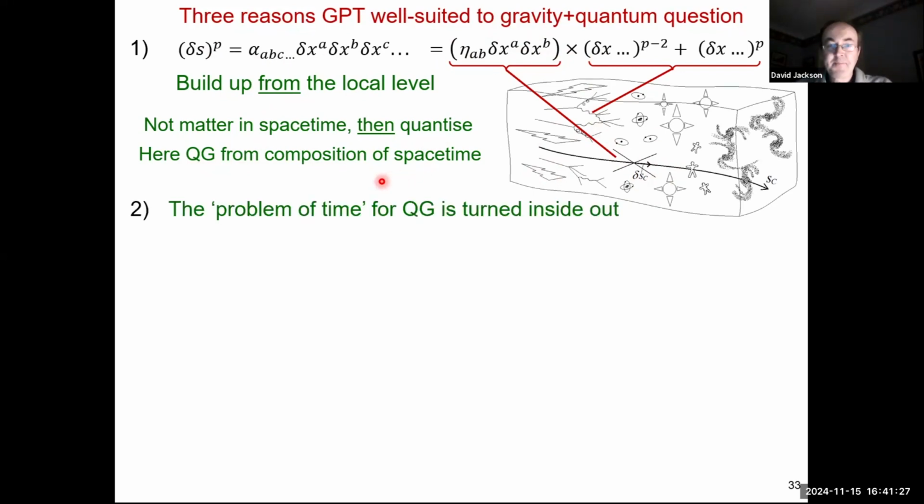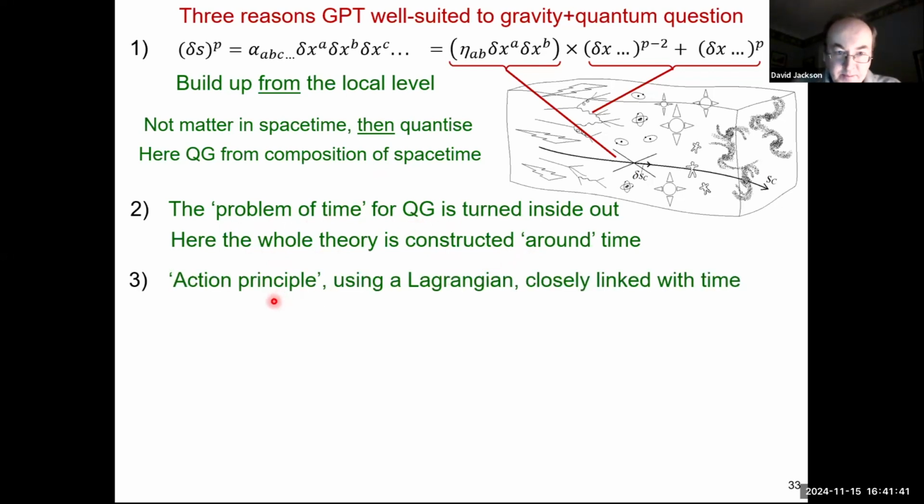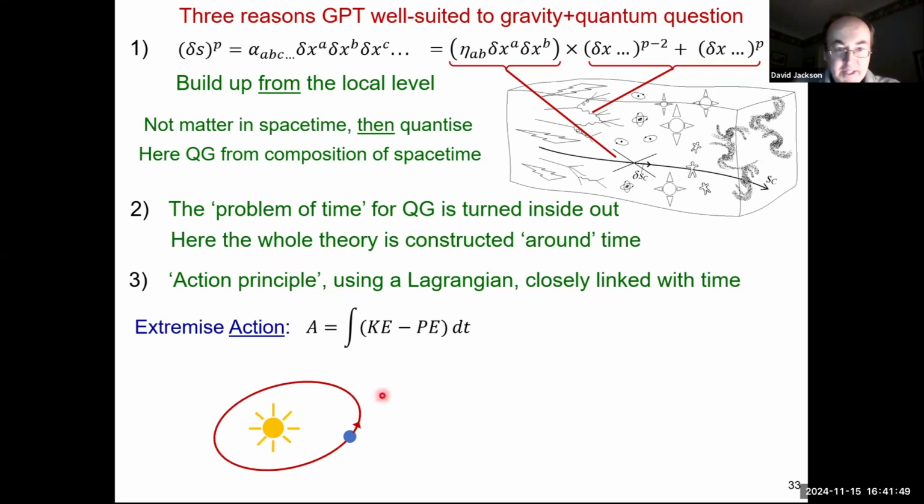And the related point, I said that the problem of time in quantum gravity, the different way that time is treated in quantum theory and gravity, is essentially turned inside out, because here the whole theory is constructed around time. And again, on a related point, the action principle in quantum field theory is actually closely linked with the idea of time. So in the history, say Newtonian gravity, you take some action by integrating a certain function over time, and that gives you these Newtonian orbits.